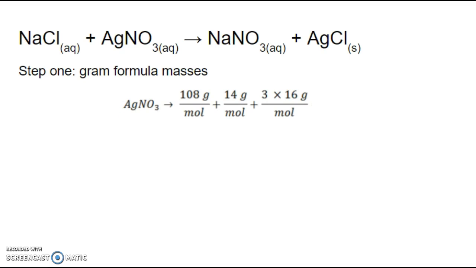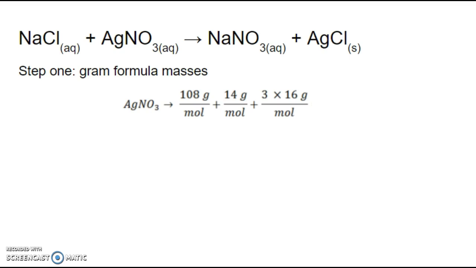In our silver nitrate, we have 1 atom of silver, and the silver has a gram formula mass of 108 grams per mole. So that's what we'll start out with, the silver, 108 grams per mole. And then we'll add that to the gram formula mass for our 1 nitrogen, which is 14 grams per mole. And then what's left is our 3 oxygen, and we have 3 times the gram formula mass of oxygen, which is 16 grams per mole.